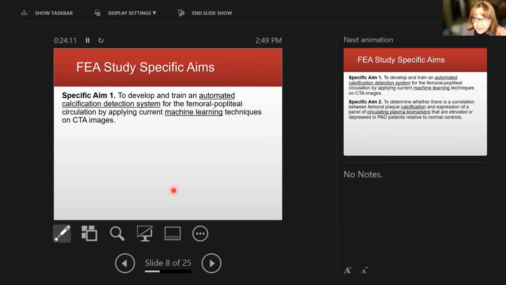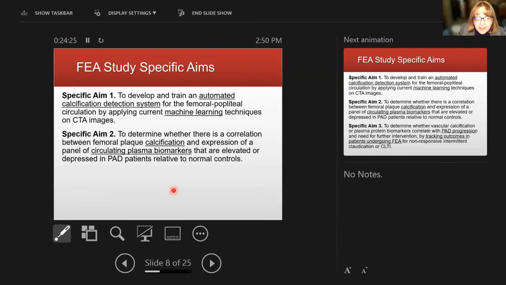The aims of this study were first to develop and train an automated calcification detection system for the femoral popliteal circulation using current machine learning techniques and analysis of patient-specific CT images. These CT images are typically acquired during diagnosis of peripheral arterial disease patients, so we were using only data that is already available in treatment of these patients.